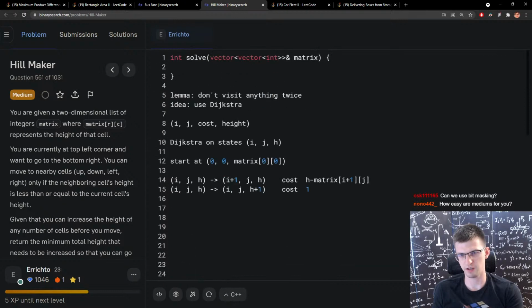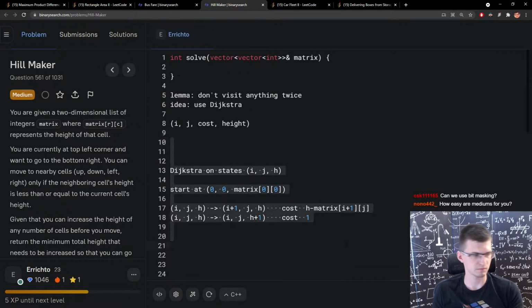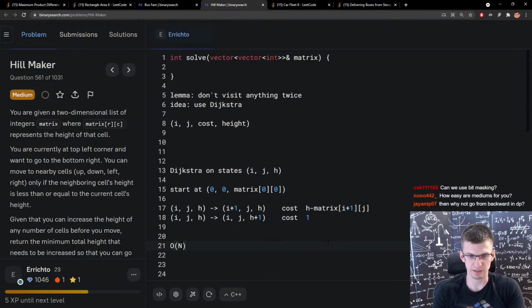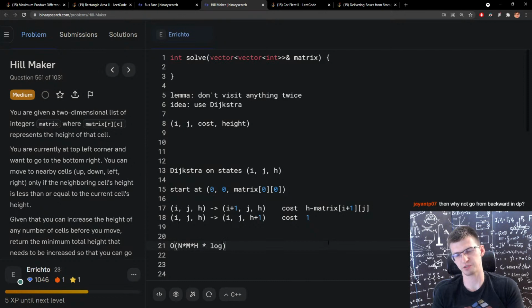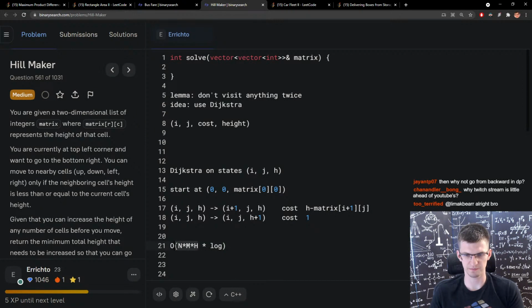Let's move this away. And complexity. I wanted to avoid the log, but I can't. This is the number of states, and obviously Dijkstra yields another logarithm of, I guess, just this.